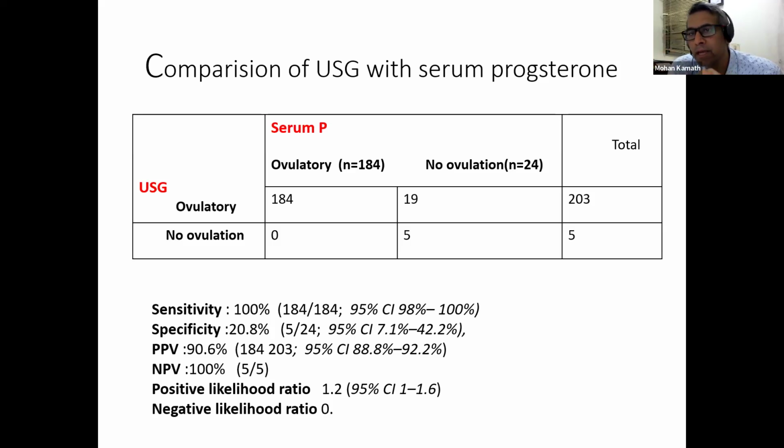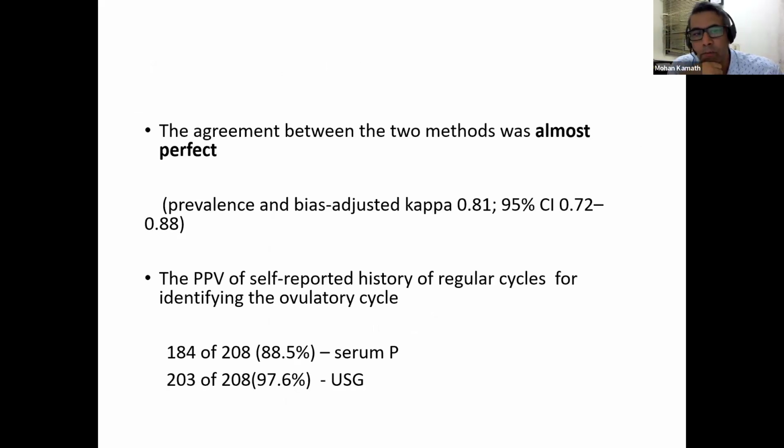Specificity was low because there was a phenomenon called imperfect reference standard. But importantly, PPV was 90%, NPV was 100%. Agreement was almost perfect. You can see the kappa was around 0.8. But the important point here was the PPV. This is what we wanted to tell, was 88 to 98%.